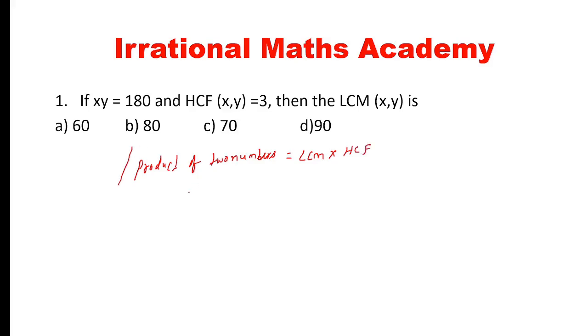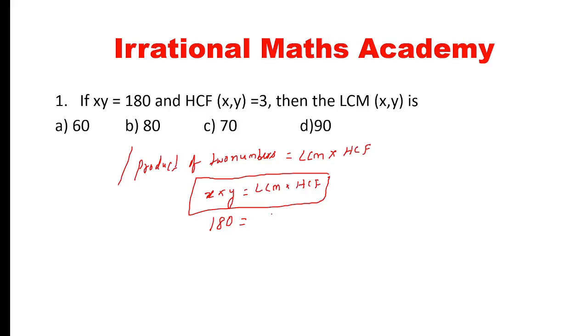The same thing I can write as what? Let us take those two numbers as A and B, or X and Y, you can take it as. So in this case, we can use XY. So product of two numbers X and Y equal to what? LCM into HCF. So what you need to do is, you need to substitute in this formula. They gave the value. Product of XY is what? 180 they give.